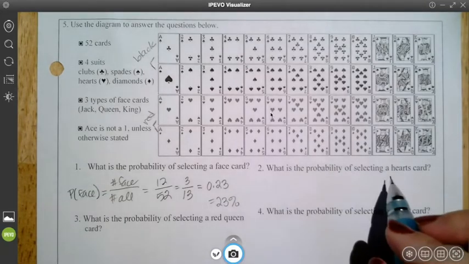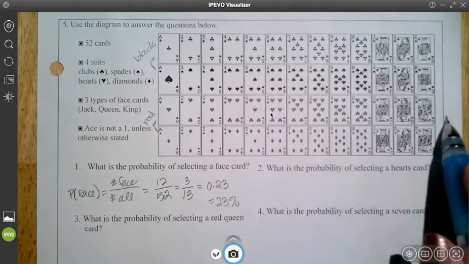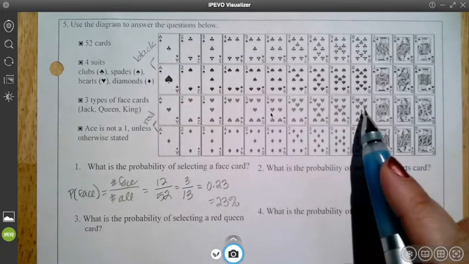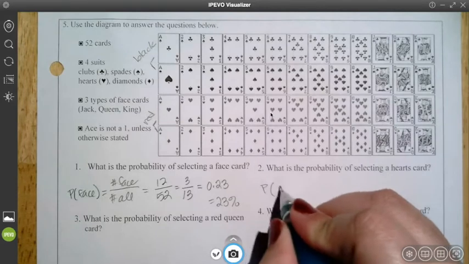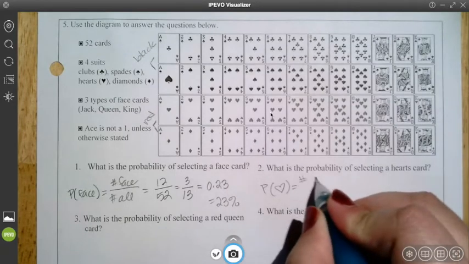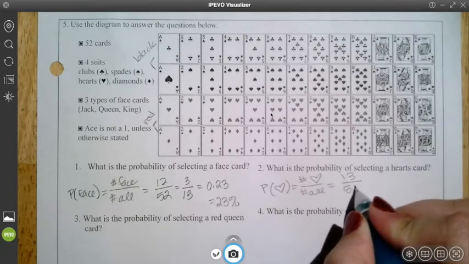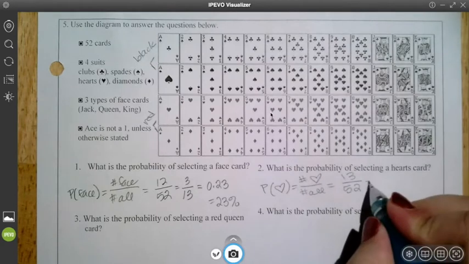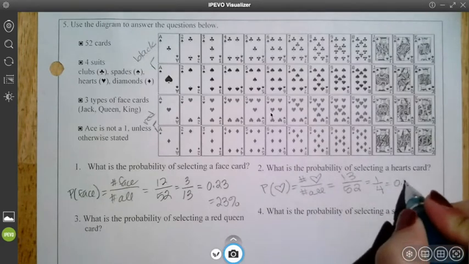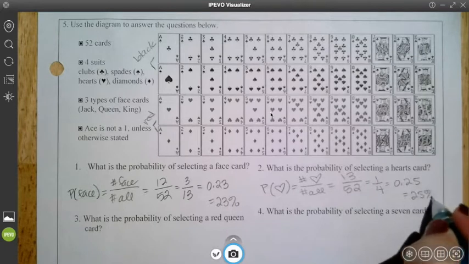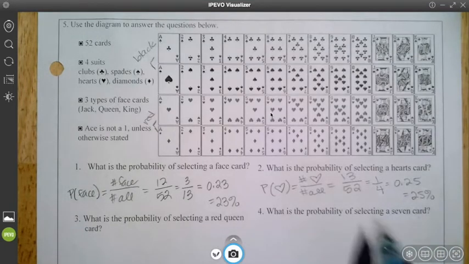What is the probability of selecting a hearts card? Well, if we look at these hearts, we can count them. So there's 10, 11, 12, 13. So probability of hearts, number of hearts overall. There are 13 heart cards out of the 52 card deck, which simplifies to 1/4, or 0.25, or 25%. So some of these fractions you can simplify in your head. Otherwise, you can use your calculator. If you want some additional instruction on how to do these calculations on your calculator, we can go over that during the second part of class today.